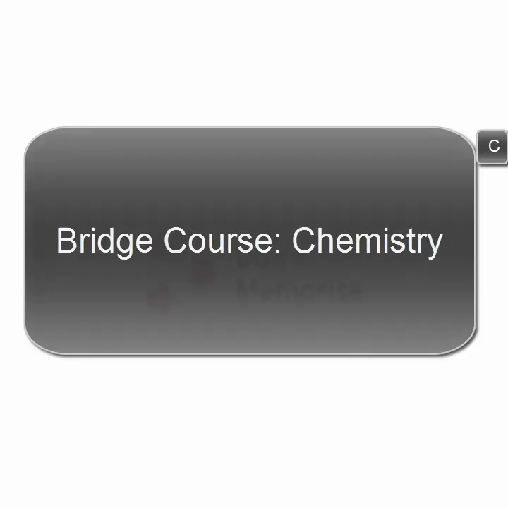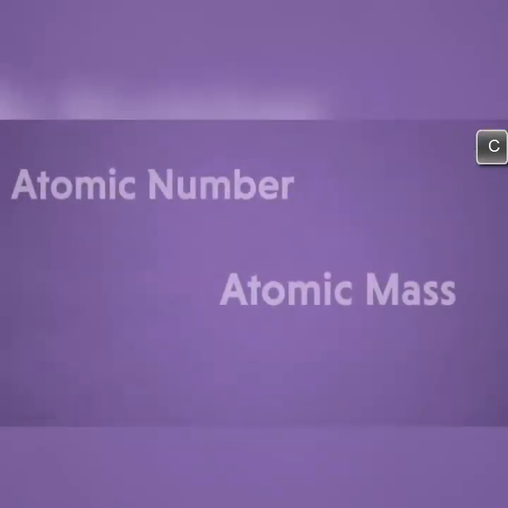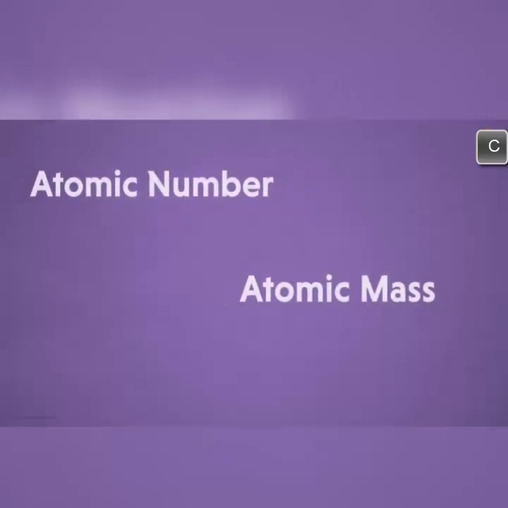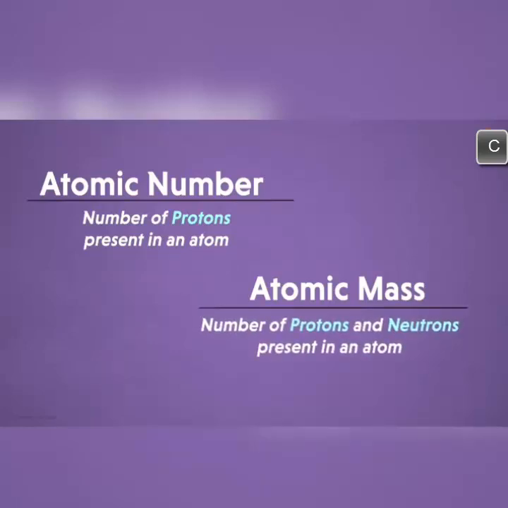Now you are aware of what exactly the atomic number and atomic mass are. Atomic number is the number of protons present in the nucleus of an atom, and atomic mass is the number of protons and neutrons present in the nucleus of an atom.